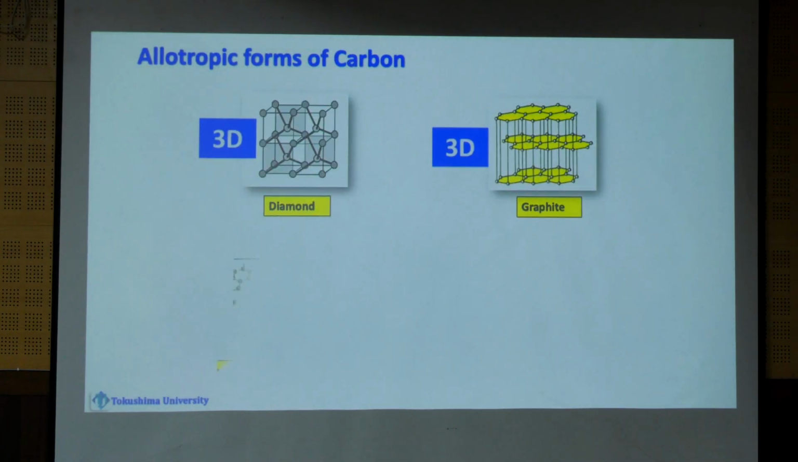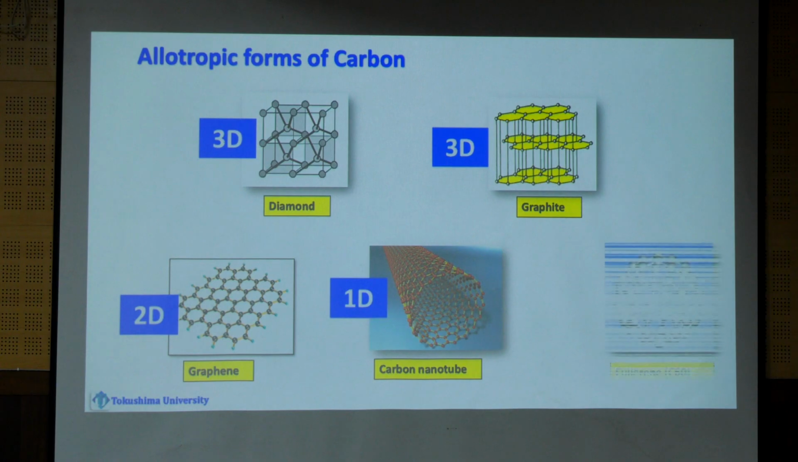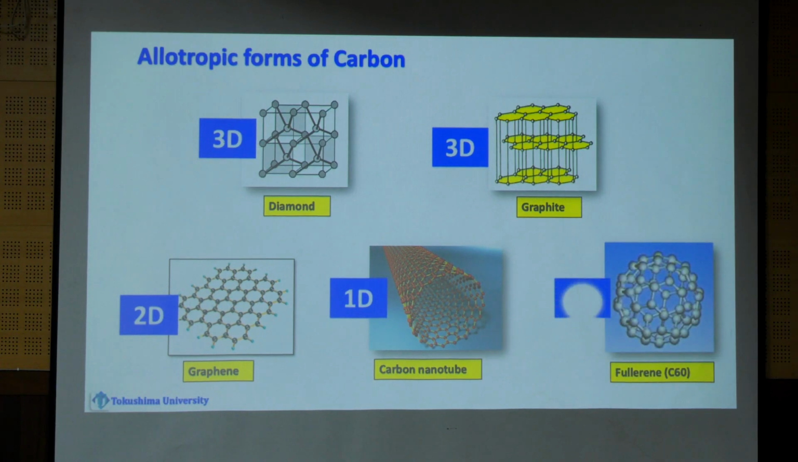So these are, okay, a unique example. There might be others, but as per my knowledge, I feel that carbon is the most versatile material that can be found in 3-dimensional, 2-dimensional, 1-dimensional, and 0-dimension.